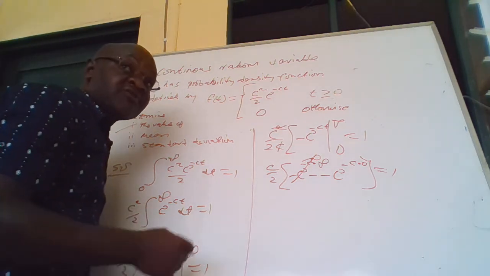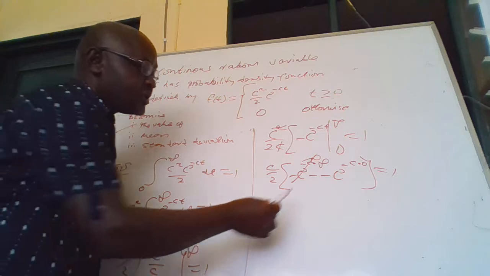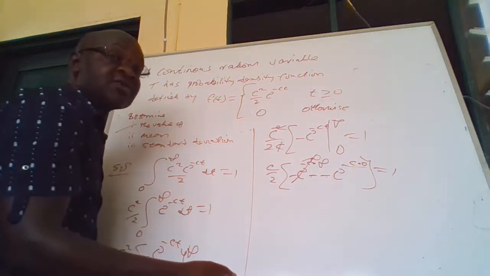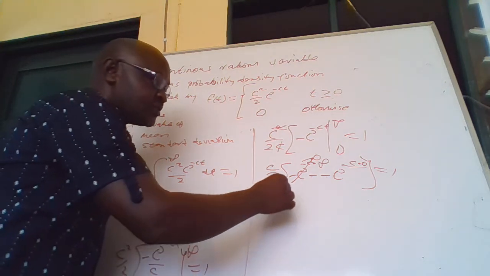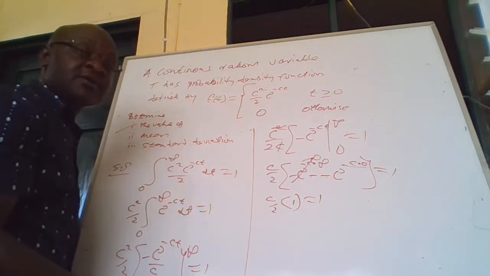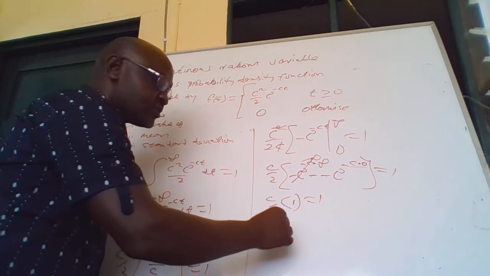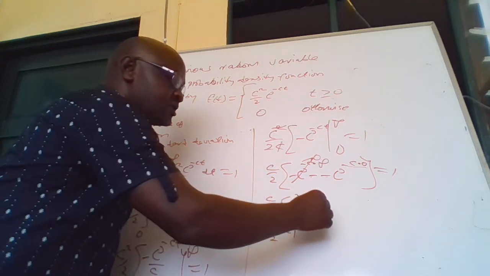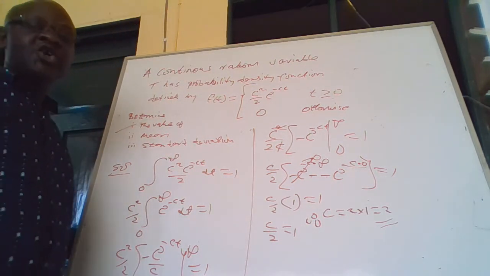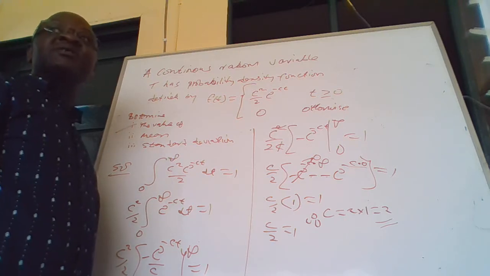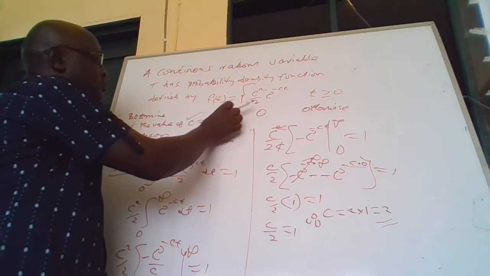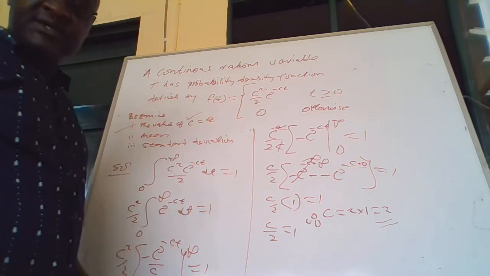Whenever you substitute positive infinity, you get 0. Negative and negative is positive 1, and e to the power 0 is 1. So here we have c over 2 times 1 equals 1. So c over 2 equals 1, therefore c equals 2 times 1, which is 2. So the value of the constant is 2.